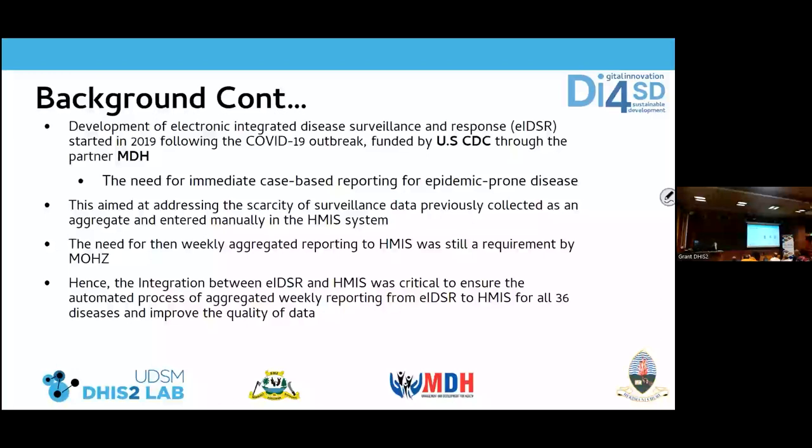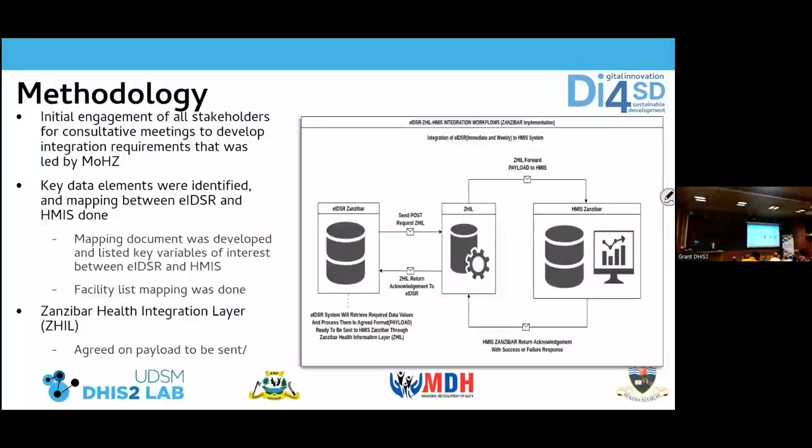So the methodology: first, the initial engagement of all stakeholders, because there are so many stakeholders within that. You have HMIS, you have DHIS2, which is an epidemiology unit, and then you have malaria, you have RCH, all of them. They needed to have this initial engagement for them to be able to agree on what is going to happen.